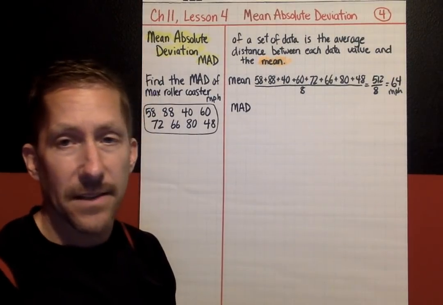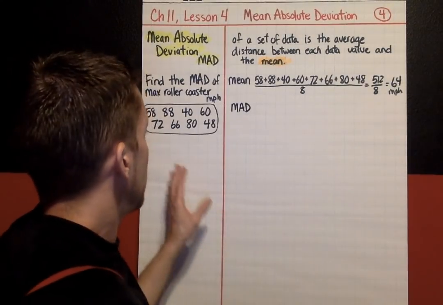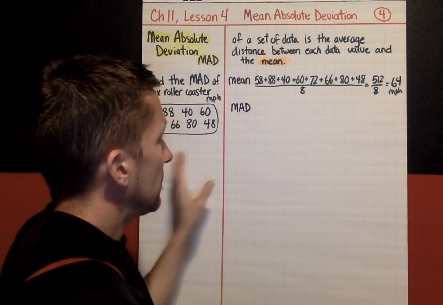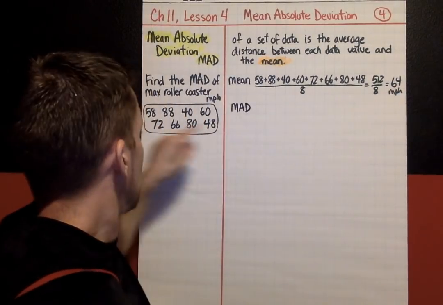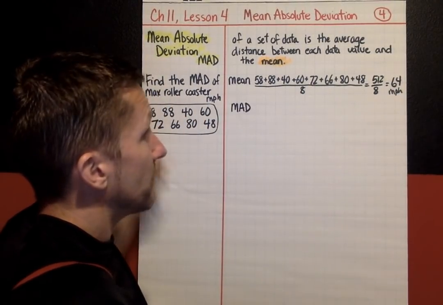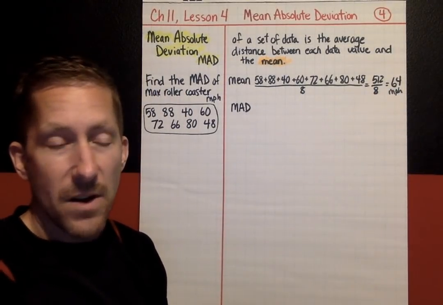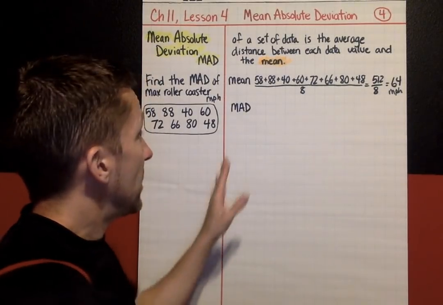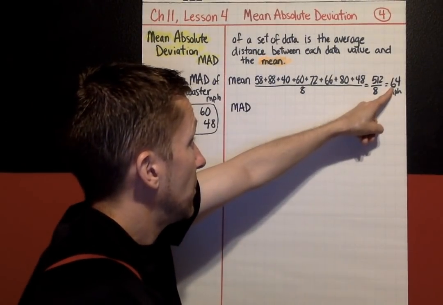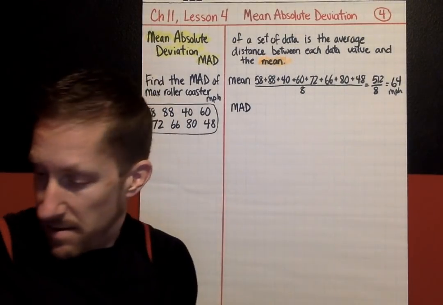It's almost like finding the mean of the mean is the way you can think about it. So I'm going to do this value subtract this value every time. Even though sometimes that's going to give me a negative number, we're talking about distance, so I'm going to take the absolute value. And I'll show you what I mean. So first I'm going to do 64 minus 58.